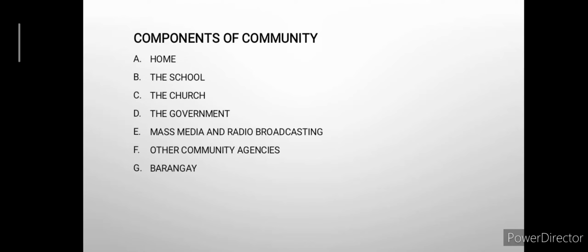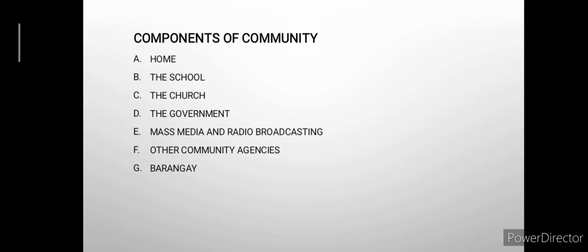And next component is the mass media and radio broadcasting. So we all know mass media and radio broadcasting are considered the best instrument for information dissemination and the best source of knowledge for the public. It is true that mass media and radio broadcasting is where public opinions are formed, and that is where their influence lies.